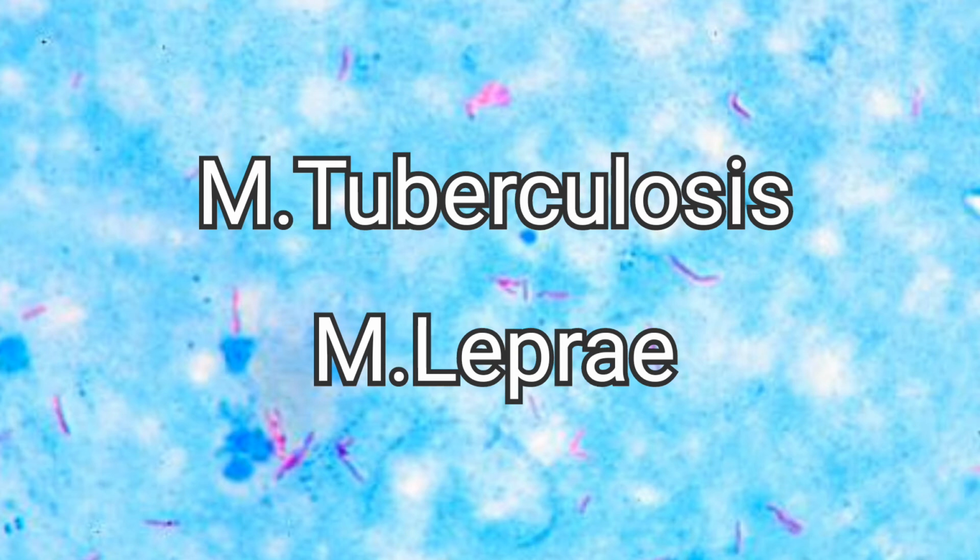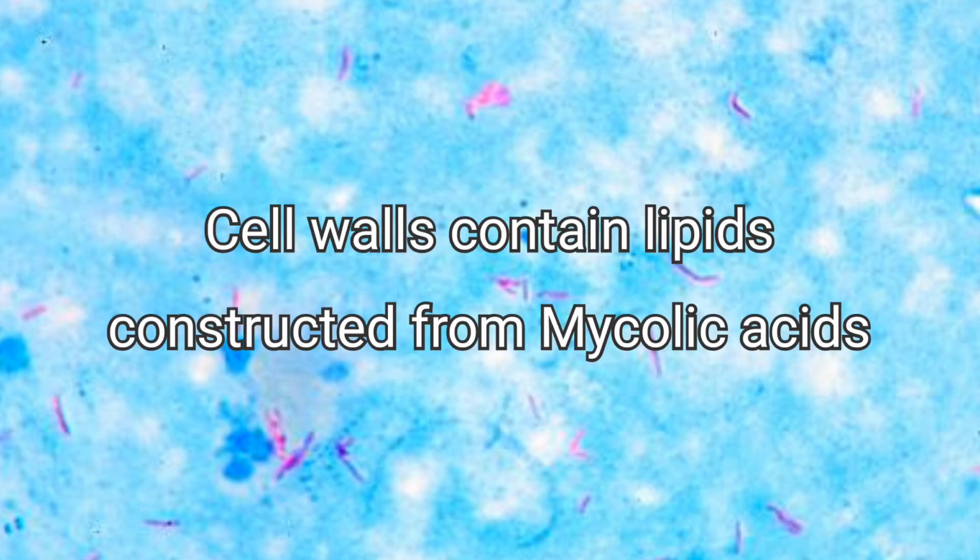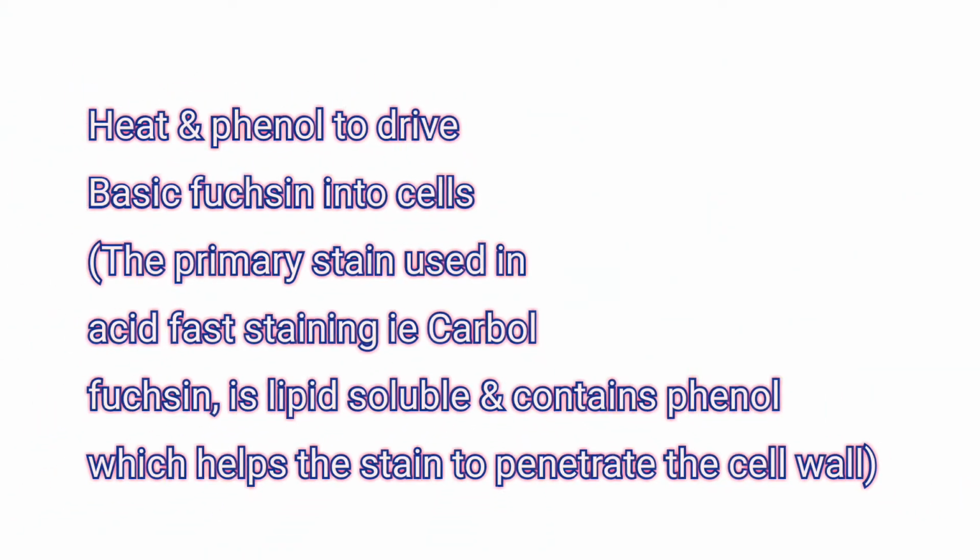These organisms are difficult to stain by ordinary staining methods due to the presence of high lipid content, that is mycolic acid, in their cell wall. So these organisms have cell walls containing lipids constructed from mycolic acids, which are a group of branched chain hydroxyl fatty acids that prevent dyes readily binding to the cells, and hence normal staining is difficult. So this special method of acid-fast staining is used to identify these organisms.